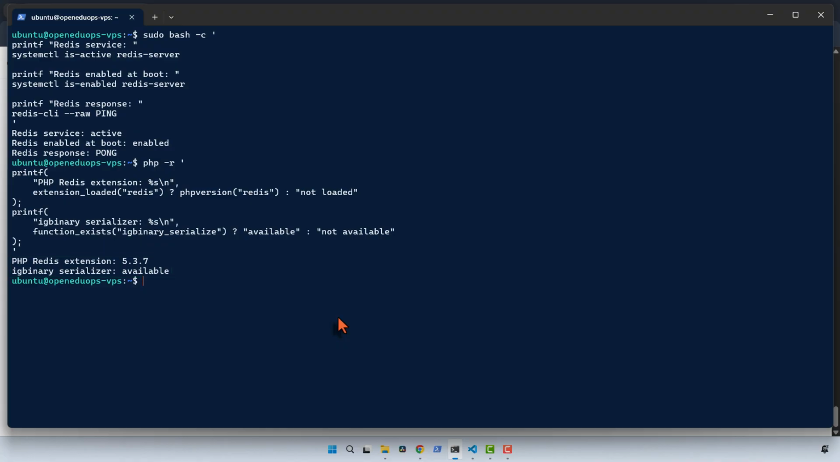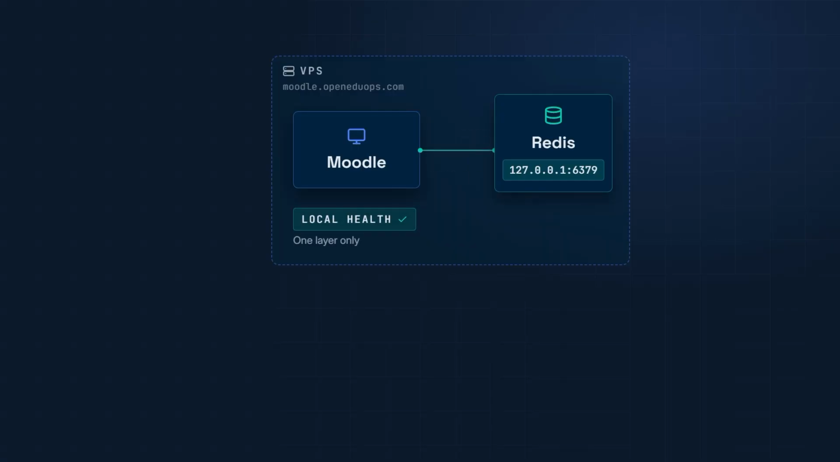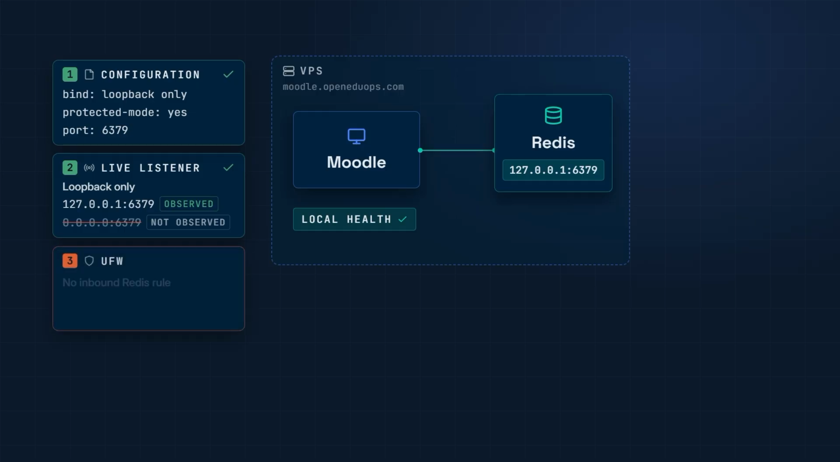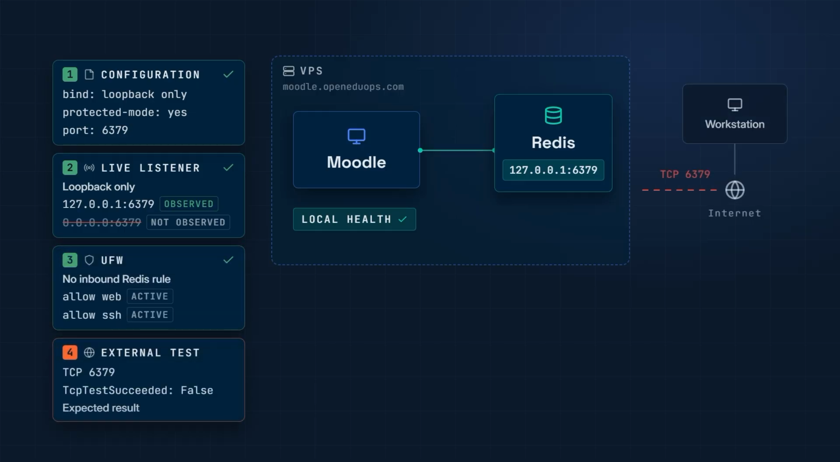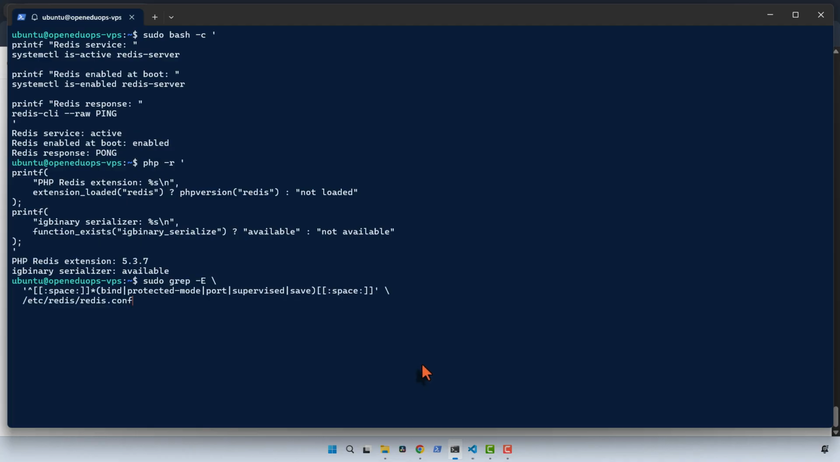Now Redis is awake, but before Moodle gets anywhere near it, let's make sure it hasn't found its way onto the public internet. Redis answered our local ping, so we know the server can reach it. Now we need to verify that access stops at the server boundary by checking the configuration, the live listener, the firewall, and finally an external connection attempt.